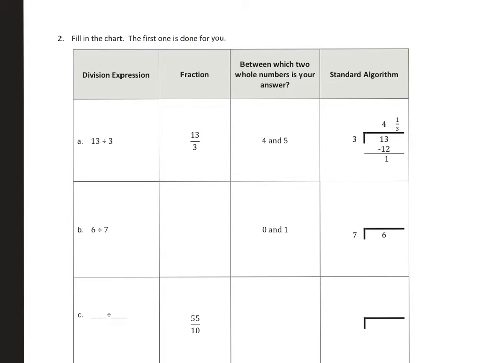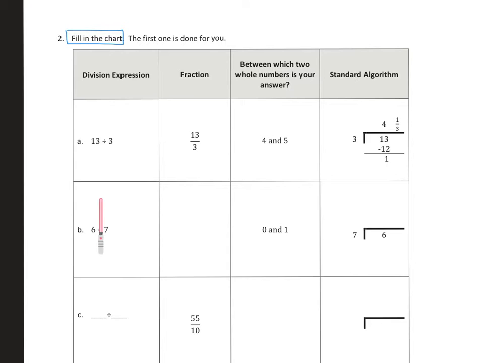All right, for 2, what they want us to do is to fill in the chart, which the first one's done for us. So let me look at the first one. 1a, here's the division expression with no answer, just the problem. Here's the fraction. They want us to figure out, okay, between which 2 whole numbers your answer is going to be. So this fraction is in between 4 wholes and 5 wholes. And here is the standard algorithm.